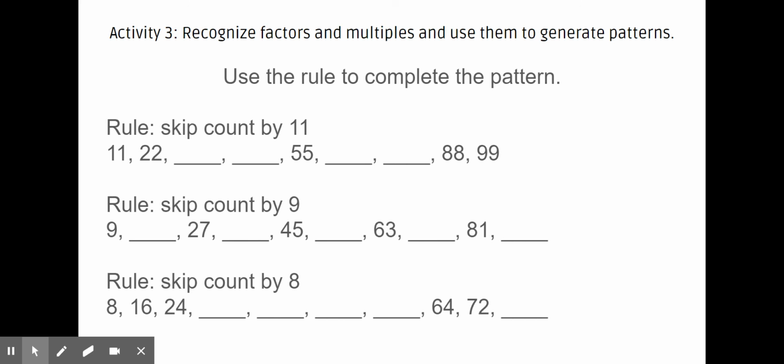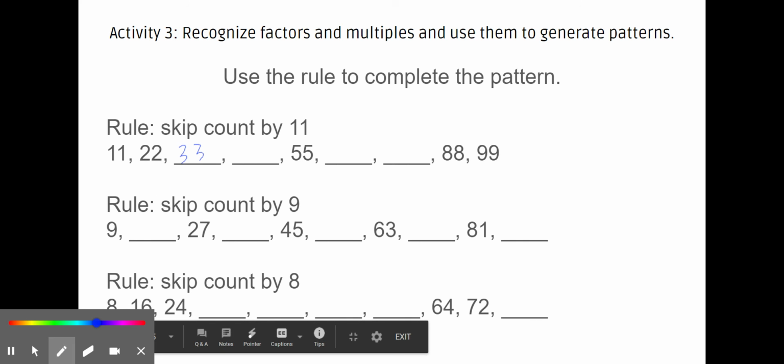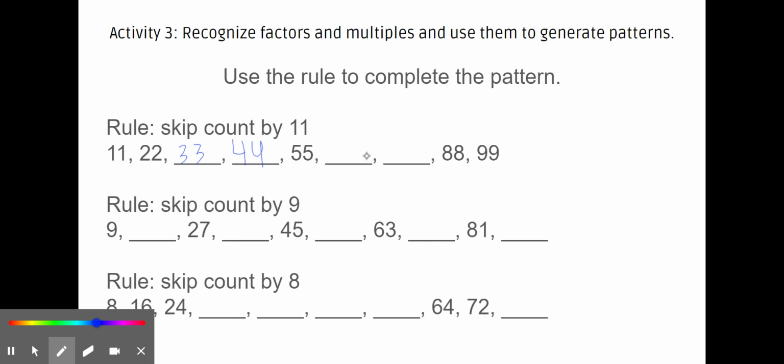So the directions say use the rule to complete the pattern. So the first one says if the rule is skip count by 11, then continue the pattern. 11, 22. What are we doing? We're adding 11. 33. Keep adding 11. 44, 55, 66, 77, 88, 99. So there is our skip counting by 11. So hopefully you guys have seen that this is a piece of cake. You get this.